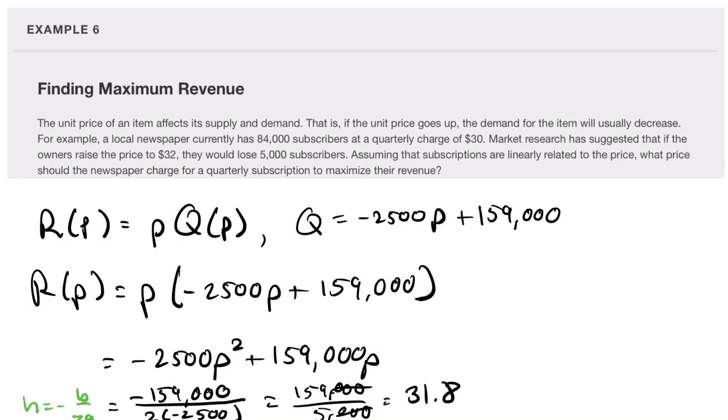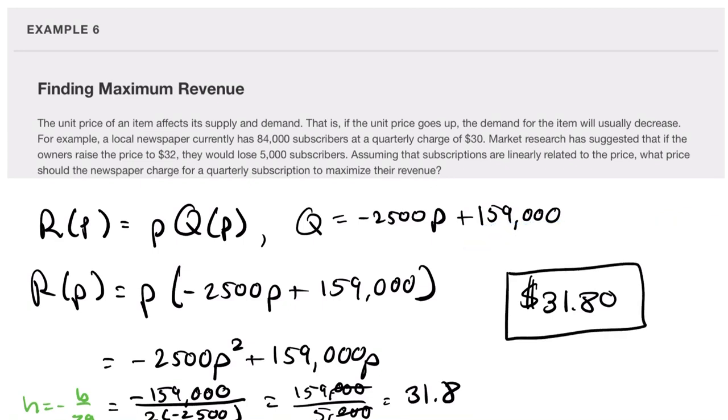And then we can also identify the maximum. What price should they charge for a quarterly subscription to maximize the revenue? $31.80. We didn't find the max revenue, but we could. Let me see. Let's recap that one.